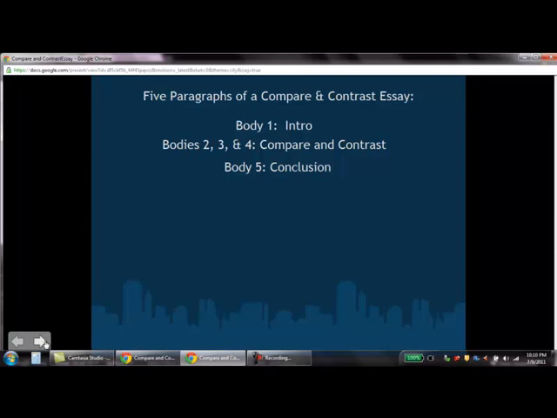So let's go with a short example, and this is kind of off the top of my head. Let's say we're comparing iPhones and Android phones. Maybe you are looking into getting a smartphone and you're comparing the iPhone to an Android phone. So your introduction would state, I'm going to compare and contrast Android phones with iPhones. My family is in the market for a new smartphone, and thus is why I want to compare the two, and here's what I'm going to compare.